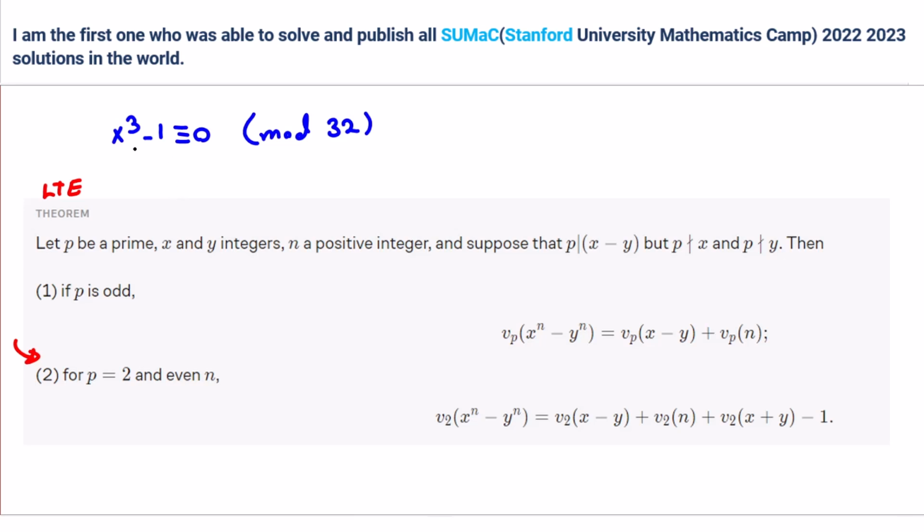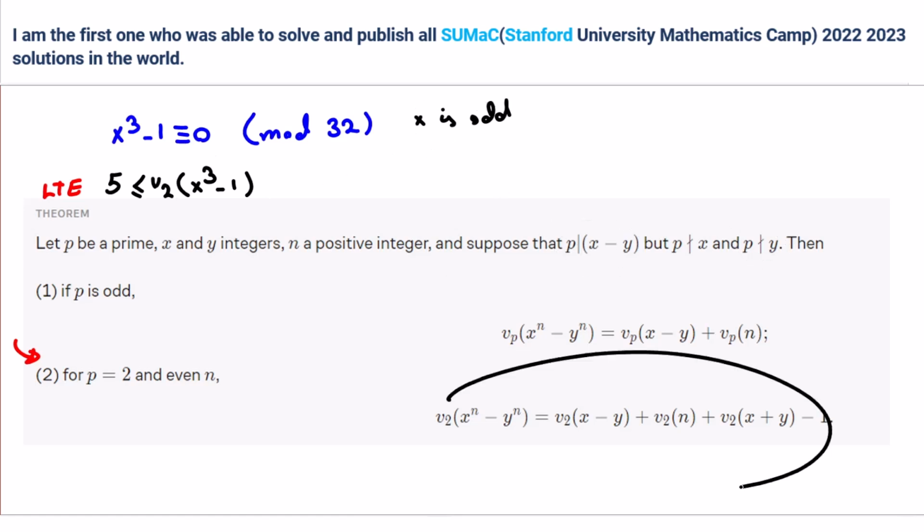So look here. We know that the power of 2 of these should be at least what? Because it is a multiple of these. V2 of x cubed minus 1 is at least 5. Yes, and it satisfies this condition because x, we agree, should be odd. Because if x is even, it doesn't satisfy. So, because x is odd, 2 doesn't divide x, 2 doesn't divide y, and 2 divides x minus 1 because x is odd, right? So we can use this formula.